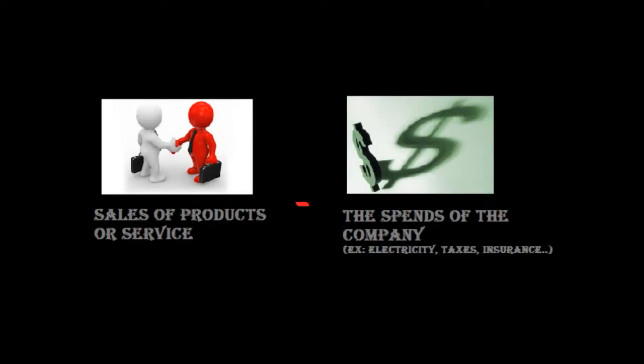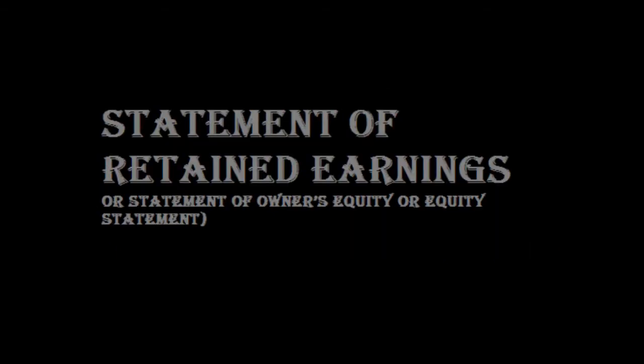This is used to know the amount of money that the company has made for a period of time, like a month, a quarter, or a complete year. In other words, this is all the income from the business, all money which is generated by the sale of product or service, minus the spending of the company, all money which was needed to operate the company. Example, electricity, taxes, insurance.